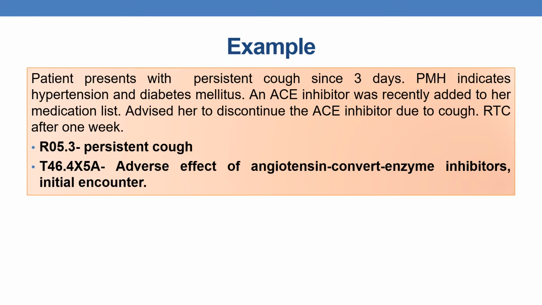Now let us see an example. Patient presents with persistent cough since 3 days. The past medical history indicates hypertension and diabetes. Recently an ACE inhibitor was added to her medication list. Patient was advised to discontinue the ACE inhibitor due to cough. Return to clinic after 1 week. In this scenario, the patient is presenting with persistent cough. This is the condition or nature of the adverse effect.